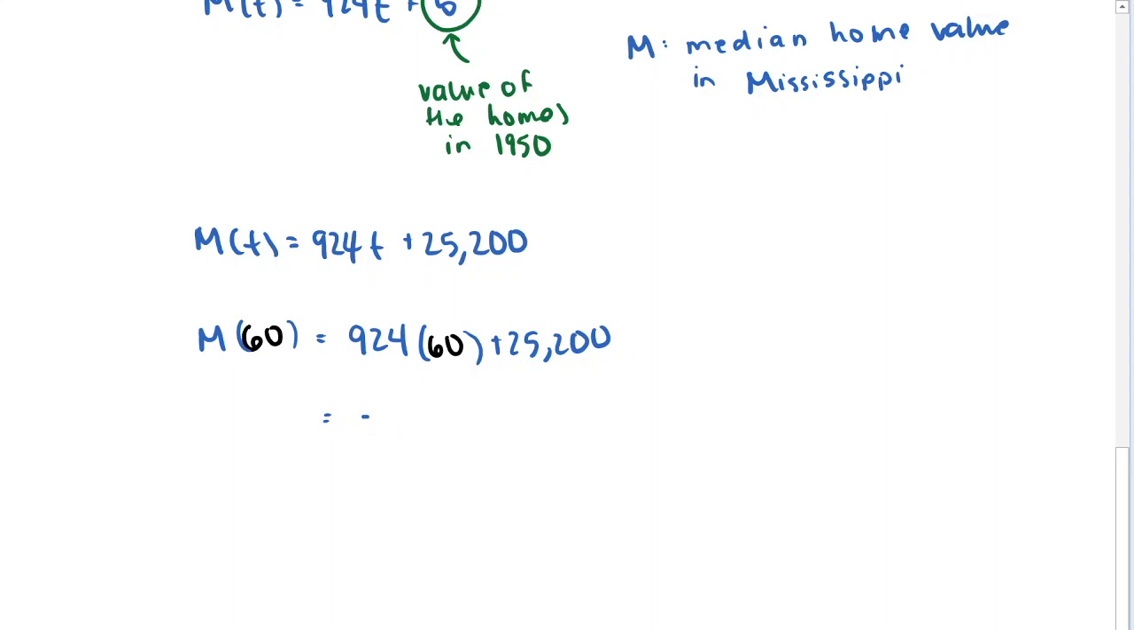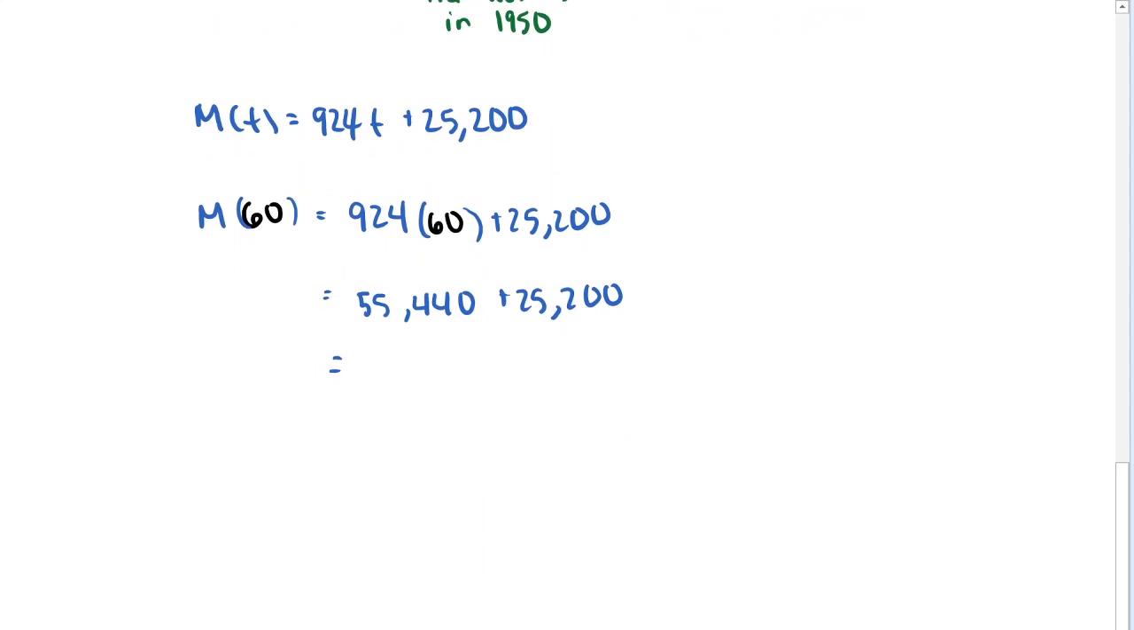So this comes out to be 55,440 plus 25,200, or in other words, this is 80,640. And this is telling us that the value of the homes in Mississippi in 2010, the median value is 80,640.